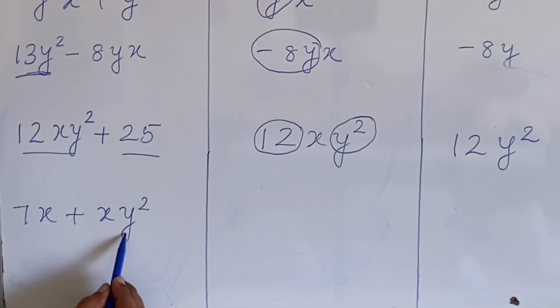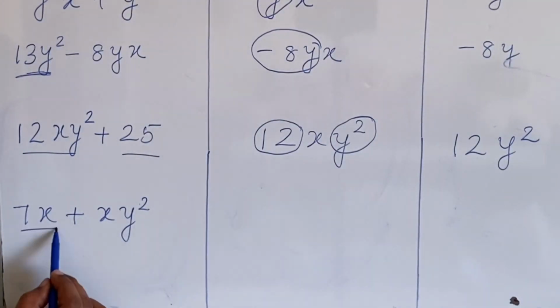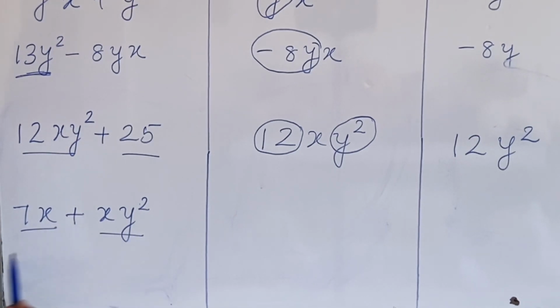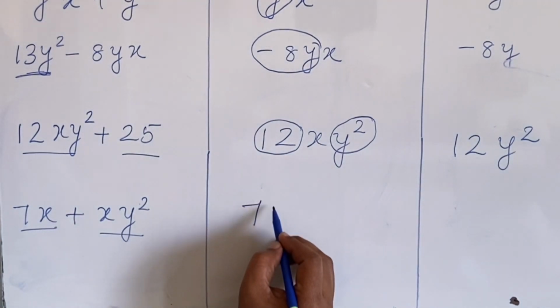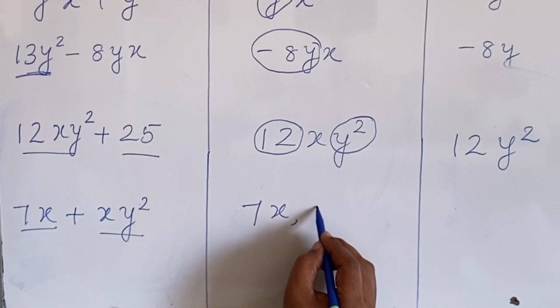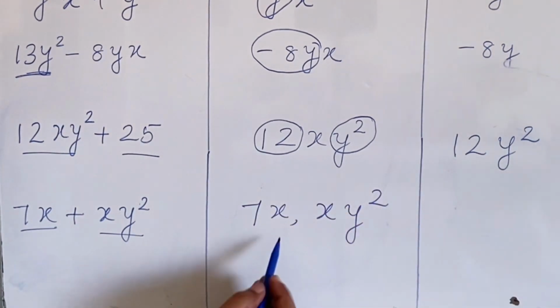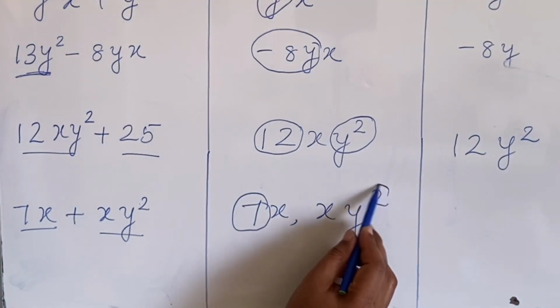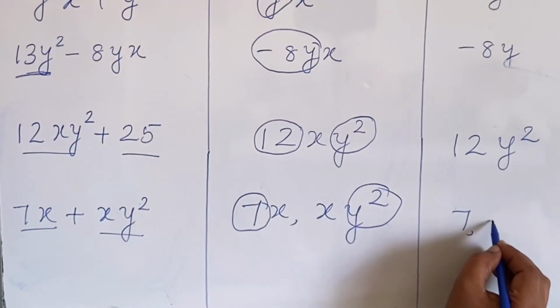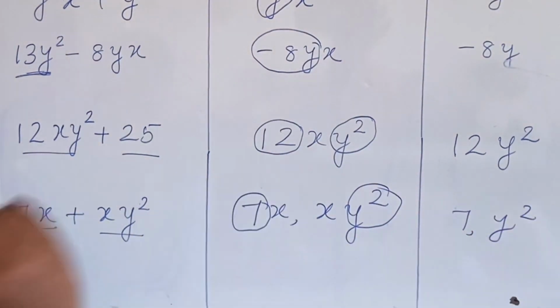Next one is 7x plus xy squared. Here both the terms contain x, so the terms which contain x are 7x and xy squared, and the coefficients of x are 7 and y squared.